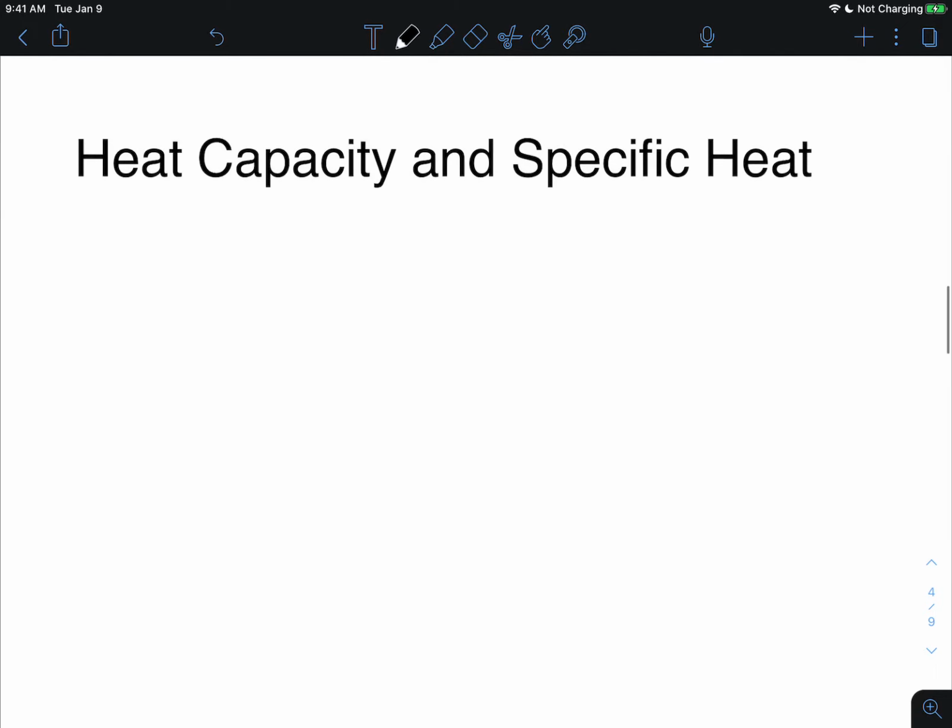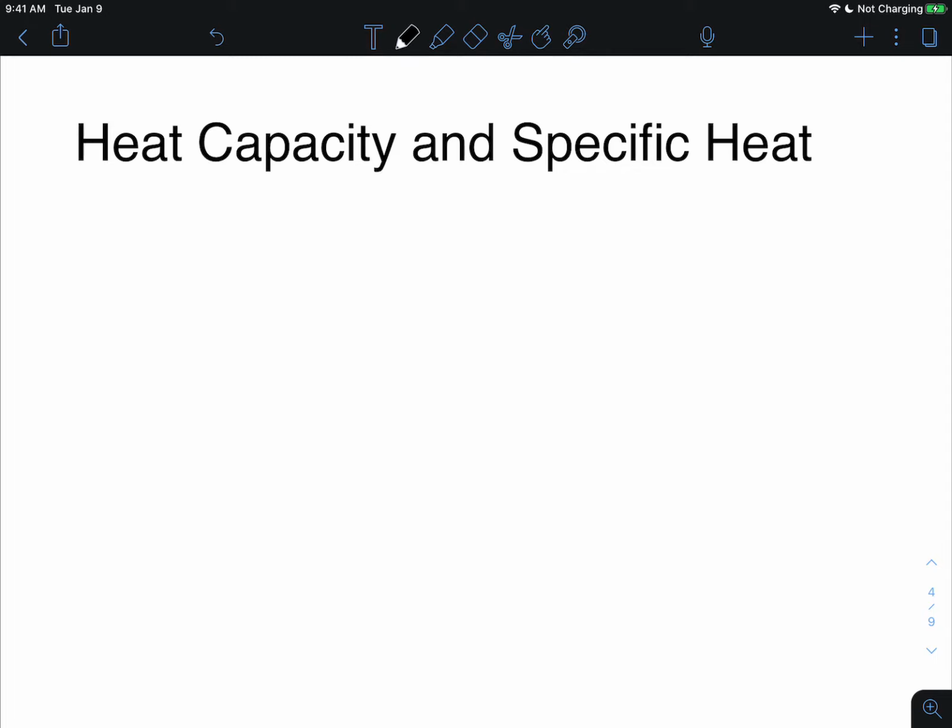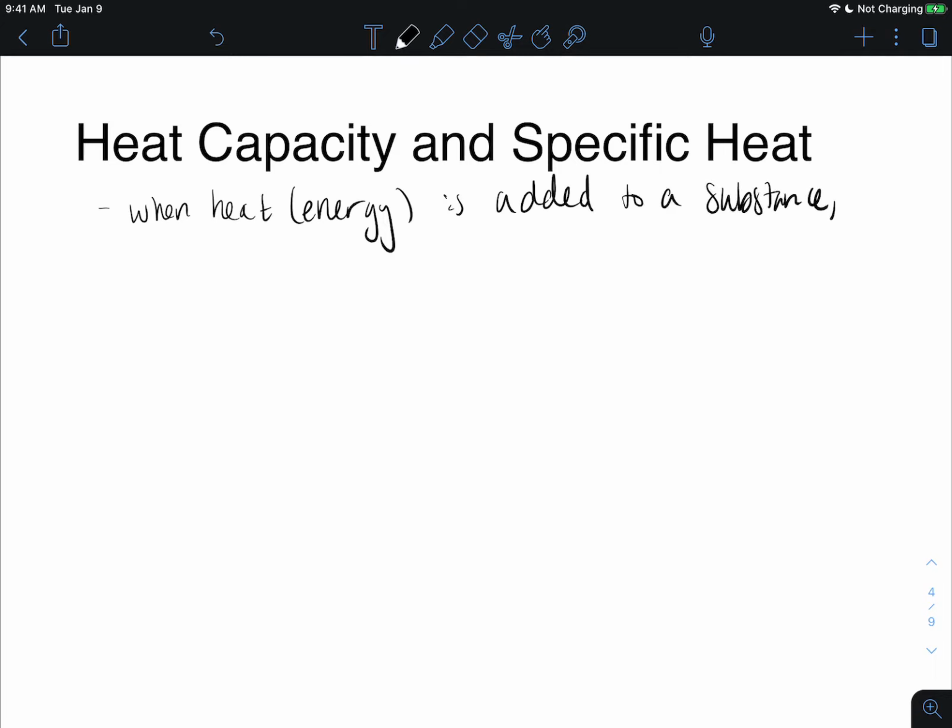Okay. So let's look a little bit at heat capacity and specific heat. So first, when we add heat to a substance, that substance will get hotter. So when heat, our energy form, is added to a substance, that substance gets hotter. And more heat, greater temperature change.